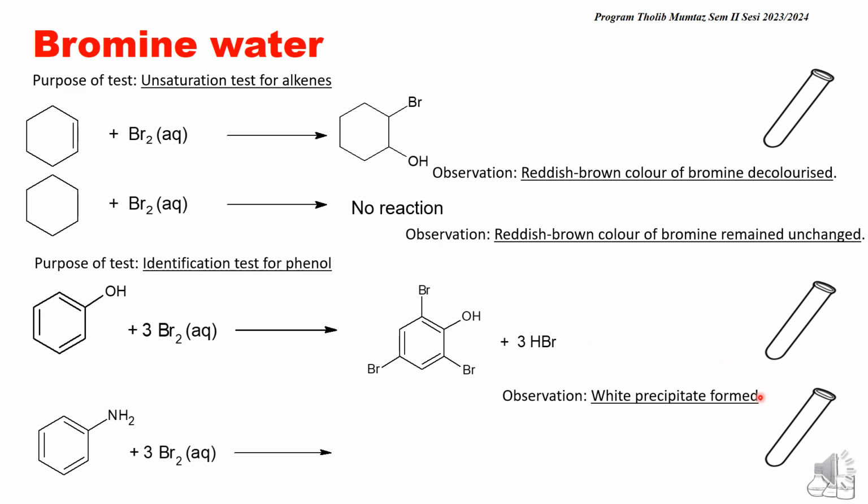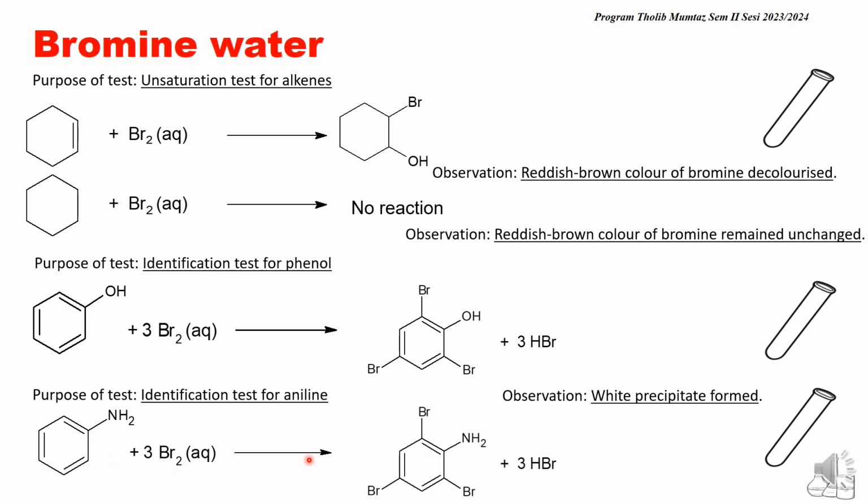The same test can be done for the structure aniline. So this is also another identification test, but for aniline. Same method, 3 bromine aqueous will undergo reaction at the position 2, 4, and 6 of the benzene ring of aniline. So your product will be 2,4,6-tribromoaniline with the side product 3 moles of HBr. And the same observation will occur, white precipitate formed.